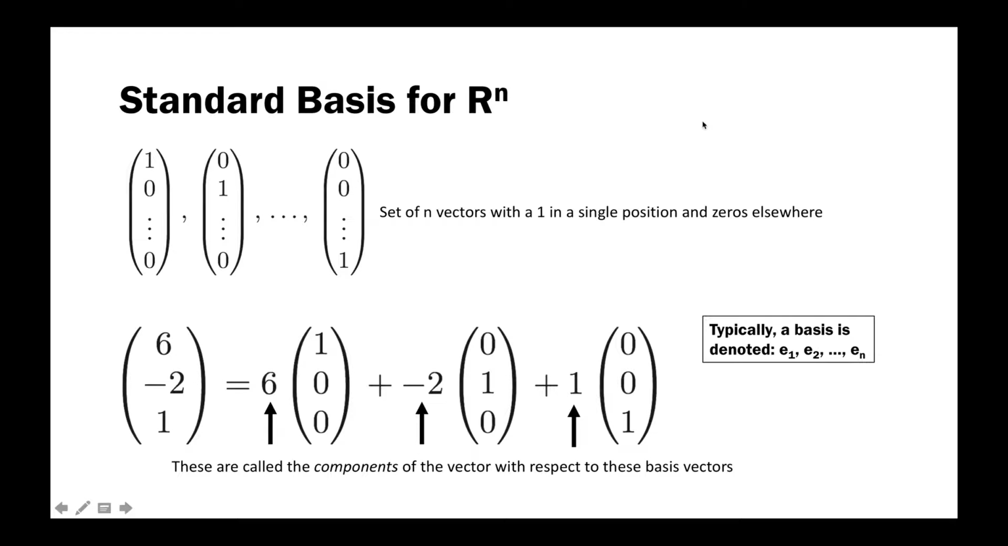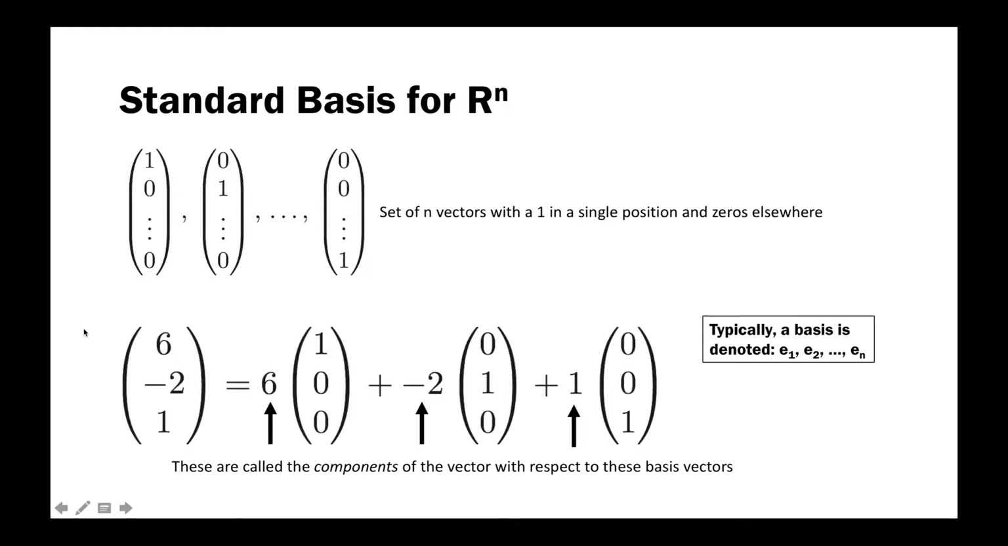Any vector space can have an infinite number of bases. However, most often it makes sense to work in a standard basis, and since you're going to be working most often in Rn, we talk about the standard basis for Rn. The standard basis is just given by this set of n vectors, where I have a 1 in each successive component. So I have a 1 in the first component, 0s elsewhere, a 1 in the second component, 0s elsewhere, all the way up to a 1 in the nth component.